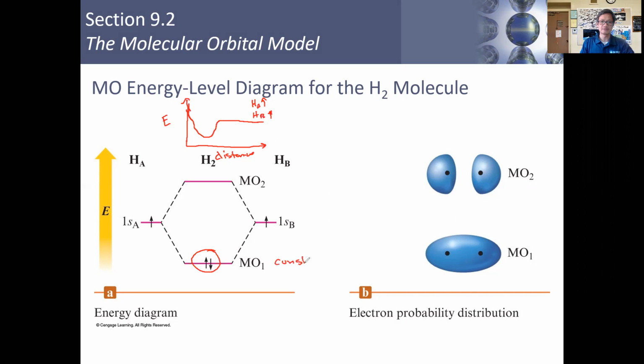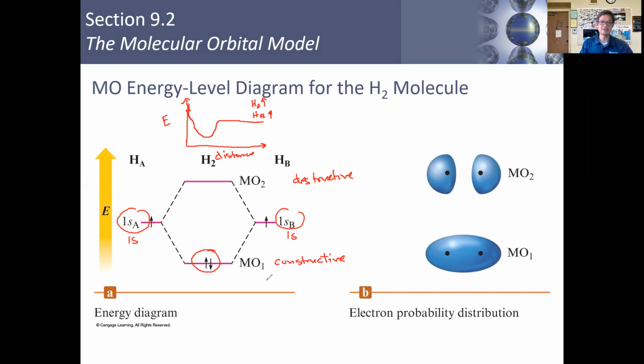This is their constructive interference, and this represents the destructive interference between the two atomic orbitals here. So we should keep in mind that we have these separate atomic orbitals here. These are the 1s orbitals. This is the 1s, and this is the 1s. They get together and they form our two molecular orbitals.